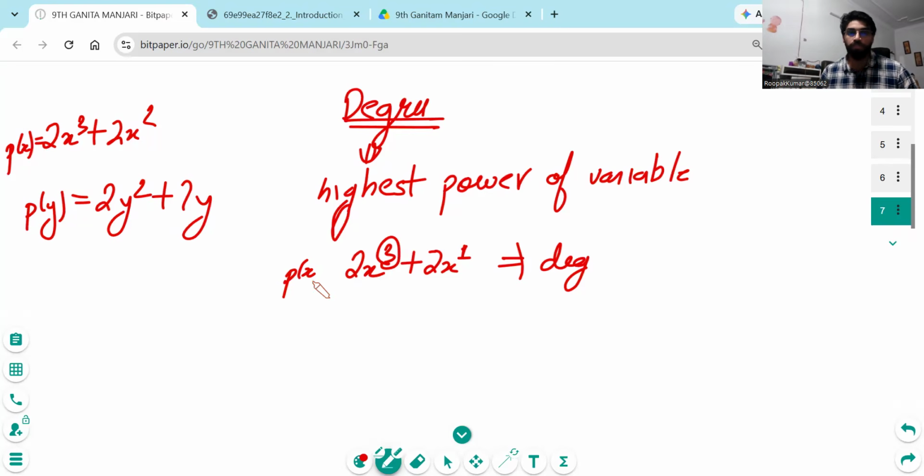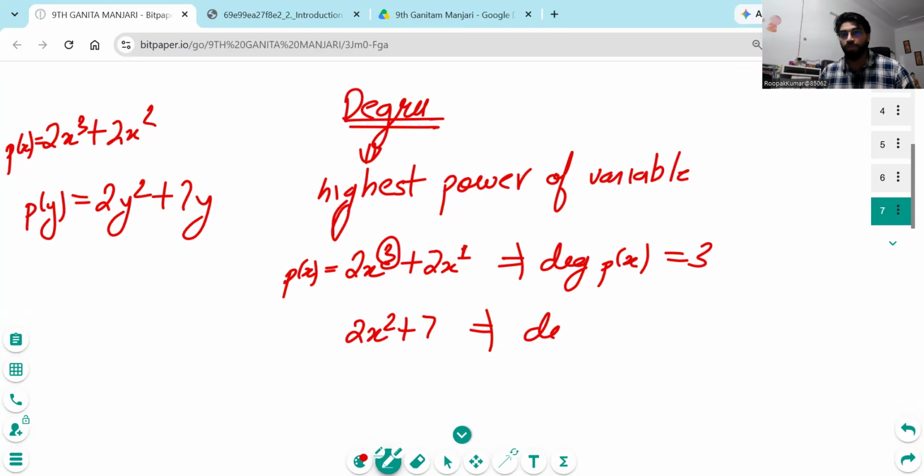So the same thing I'm going to do over here. This is p(x), let's say. So the degree of p(x) is 3, right? Very interesting. Let's say I give it 2x square plus 7. So here the highest power is what? The degree of p(x), let's say polynomial in variable x, will be 2.